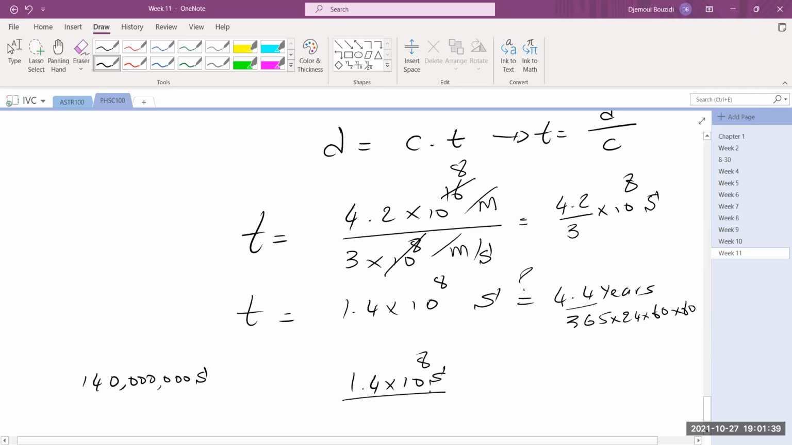And you divide, again, because 1 second is a 60th of a minute, which is a 60th of an hour, which is a 24th of a day, which is a 365th of a year. If you do that, you have the answer in years. Is this number equal to 4.4 years? You have 2 ways of doing this, and it's up to you.